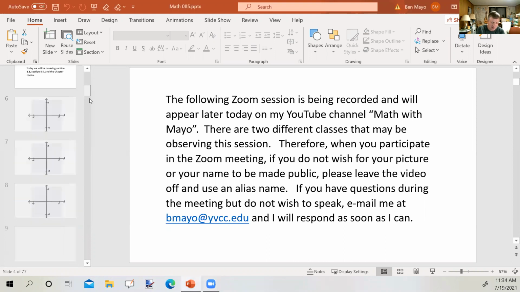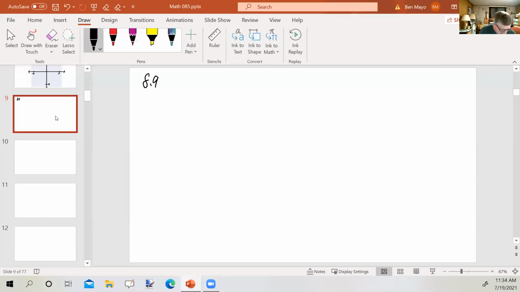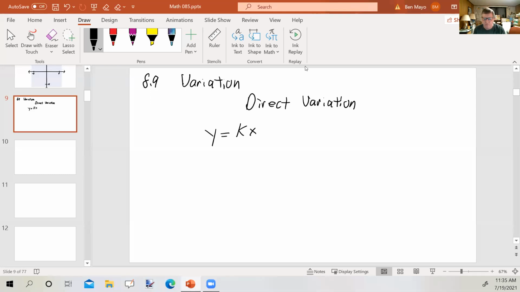All right, so in this session, we're going to take a look at section 8.9, and our topic is variation. There are three kinds of variation we're going to look at today. The first one is called direct variation, and it is generally in the form y equals k times x. Now, k has several different names, but all meaning the same thing. It's called the variation constant. Sometimes it's called the constant of variation. Sometimes it's called the constant of proportionality. I just call it the variation constant because that's the shortest name.